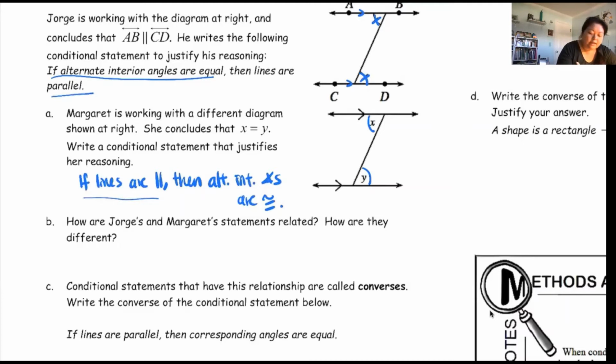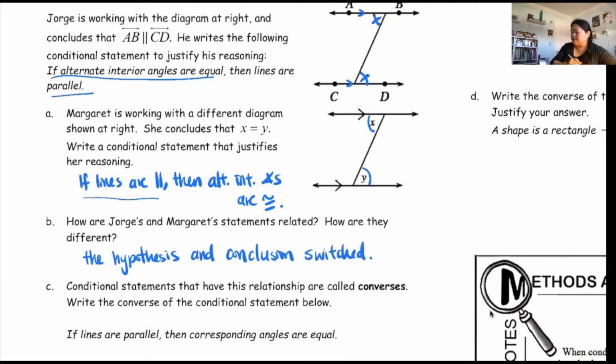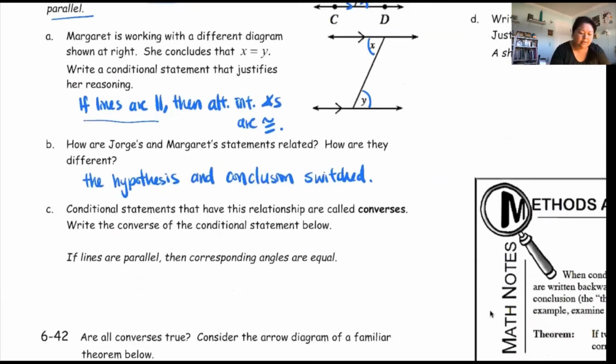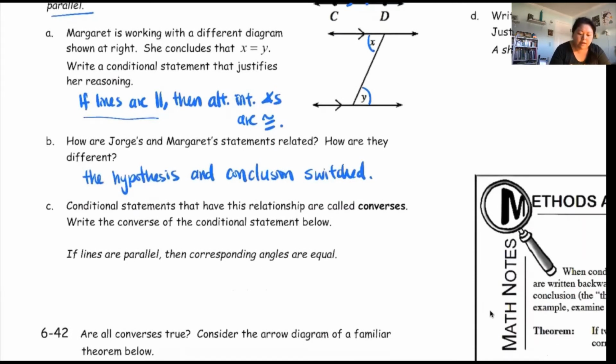So what we are saying here is the hypothesis, or the beginning of the statement, and the conclusion, the ending, switched. Okay, so they switch places. All right, so now let's see if we can figure out more of this. Conditional statements that have this relationship are called converses, meaning that if I can take the beginning and the ending and switch them, these are called converses. So let's see if we can write more converses, right? It's practice on how to read converses and how to write them.